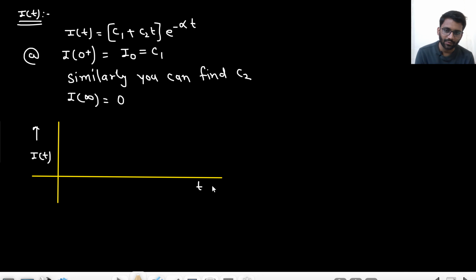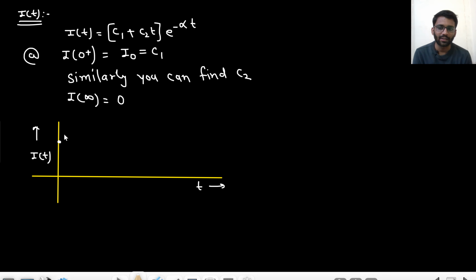It will start from I naught and it will go to 0. Now the thing is, will there ever be current more than I naught? Like, initial current is I naught, but will the current be more than I naught or not? I don't think the current will be more than I naught. I naught is the maximum current only. The initial current is I naught.